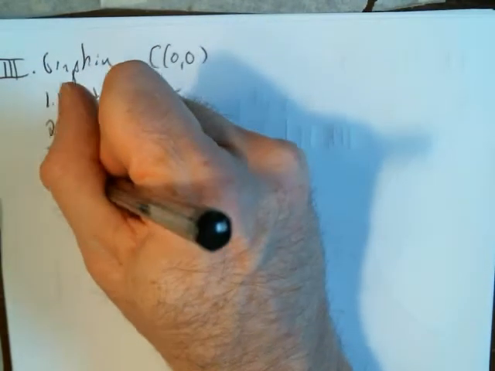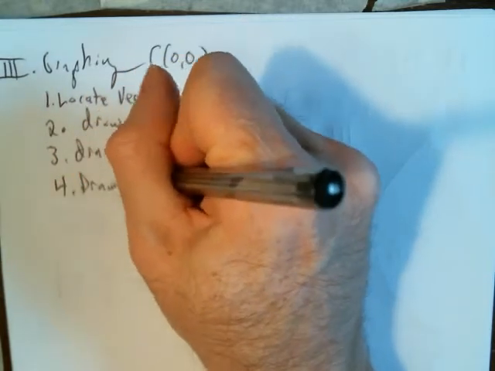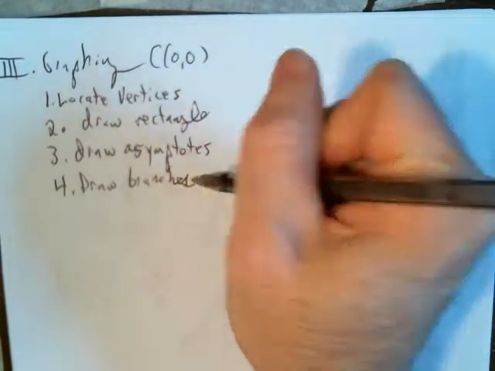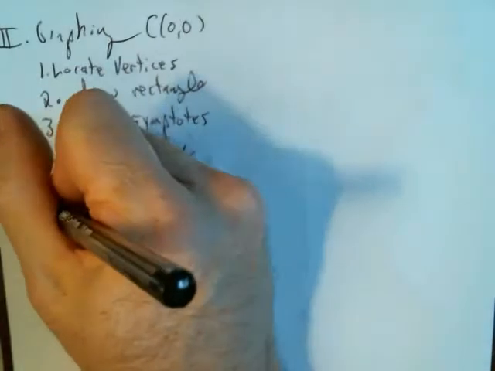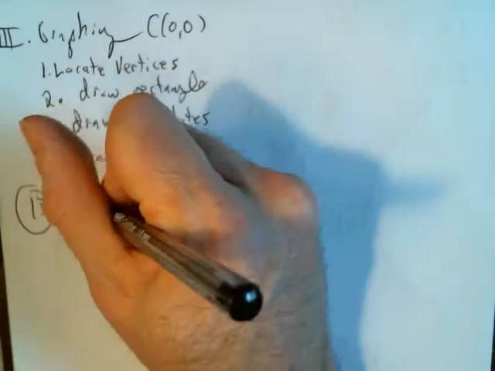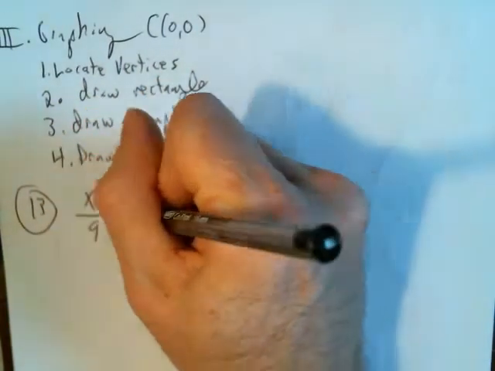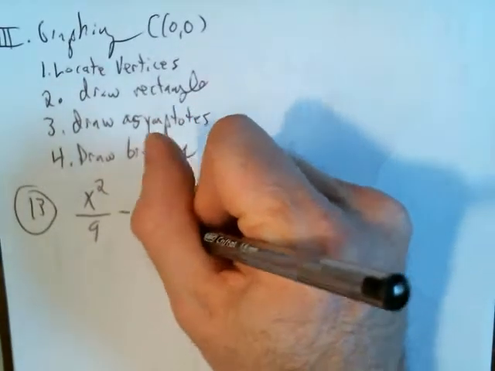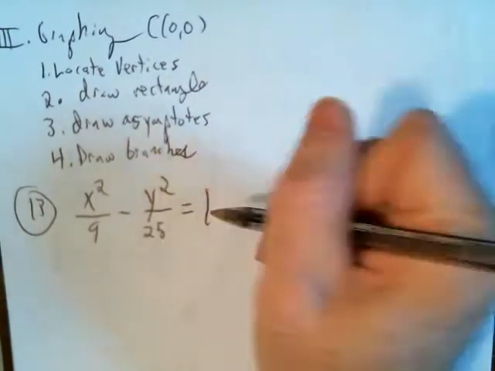And then fourthly, draw your branches. Okay. So let's dive in here and take a look. Here's number 13, x squared over 9 minus y squared over 25 equals 1.